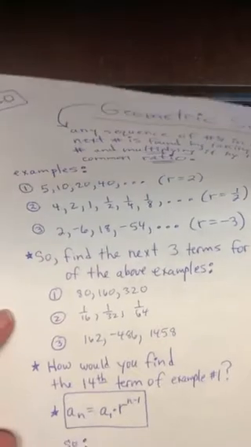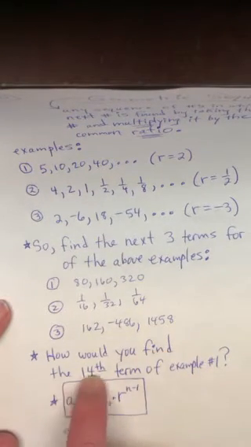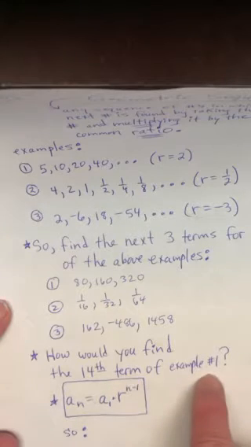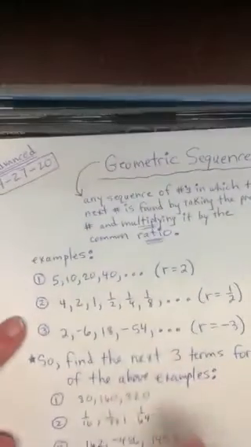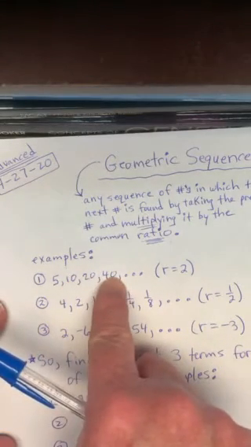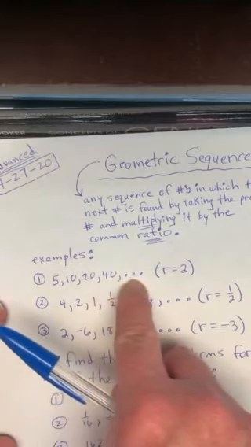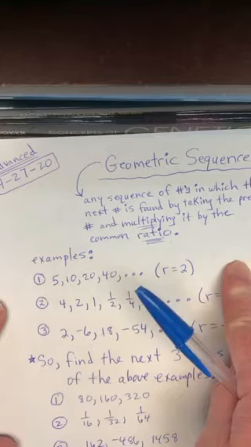Okay? Now, the next question, kind of like the question we asked the other day, and this is when it gets a little tougher. How would you find, let's say, the 14th term of example number 1? Wow, what would the 14th number be? Now, again, we've got 5, 10, 20, 40. That's only 4 numbers. I sure don't want to start writing all those numbers and go all the way out to the 14th number, right?